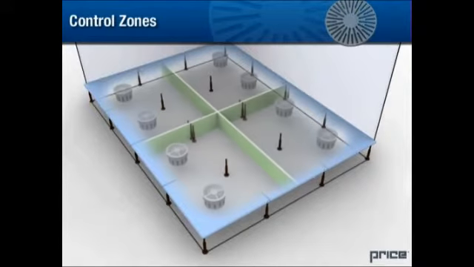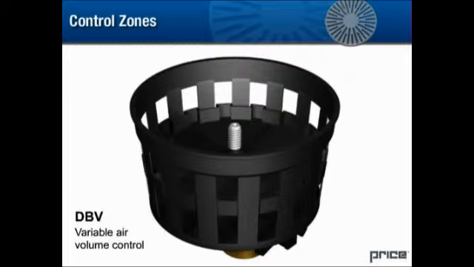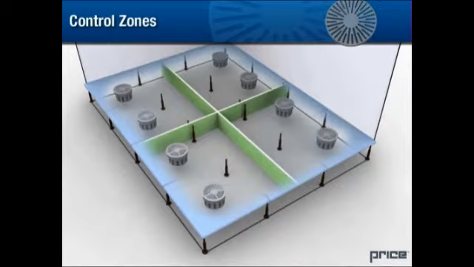In some cases, dividing an open plenum into several zones is desirable. Variable air volume control is possible with the use of devices installed under the diffuser or with the use of a variable volume basket. This system allows the zone to operate independently in response to the local load, controlled by a thermostat.